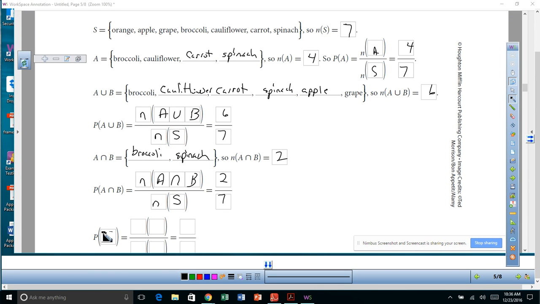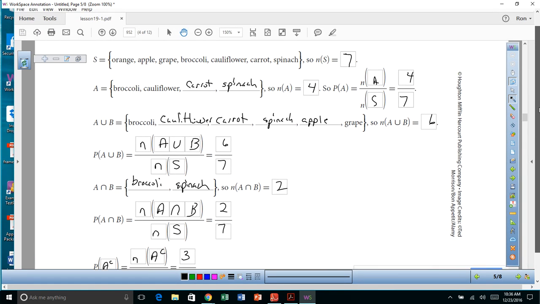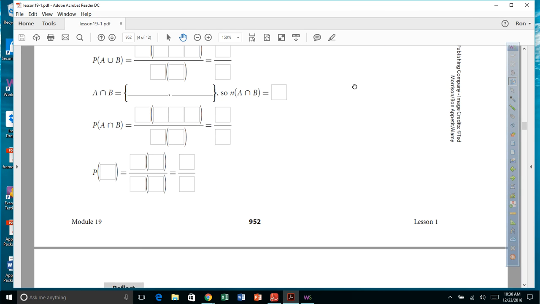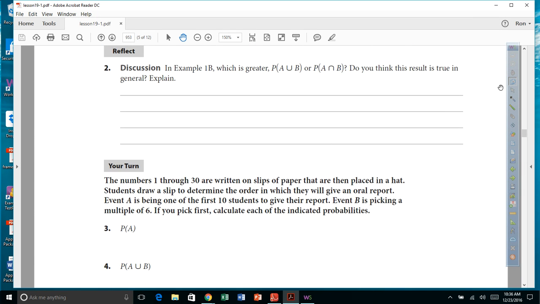How about the probability of A complement? So that's going to be the number of A complement divided by the number of S. And A complement, well, that's going to be 3 and 7. How did I get 3? Well, I looked and saw how many are in A. 4. So that means 3 aren't. Okay. All right, good. Reflect.